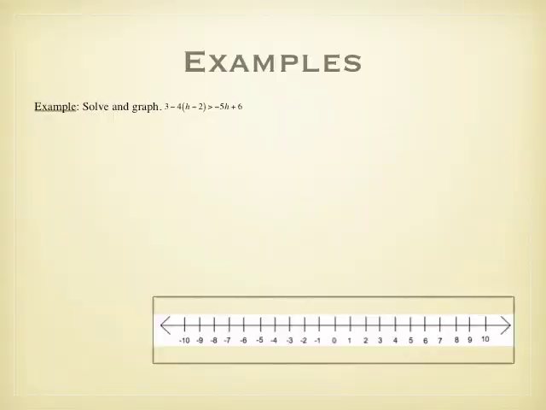So solve and graph. Our steps are going to be exactly the same. The first thing we want to do is clear parentheses. For this one, my 3 would stay the same, and then I'll distribute that -4 to the h, and I'll distribute the -4 to the -2. So I'll have 3 minus 4h, and then the -4 times -2 would give me +8, and then my right-hand side stays the same, -5h plus 6.